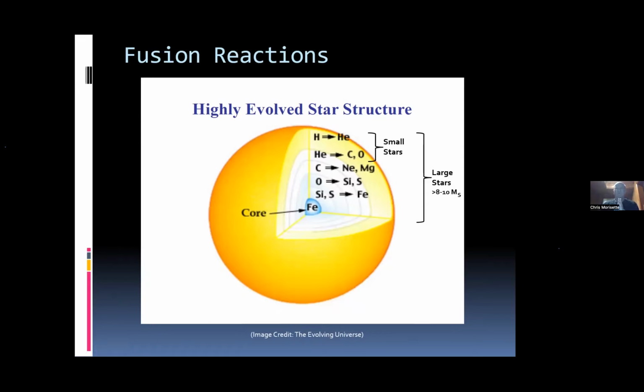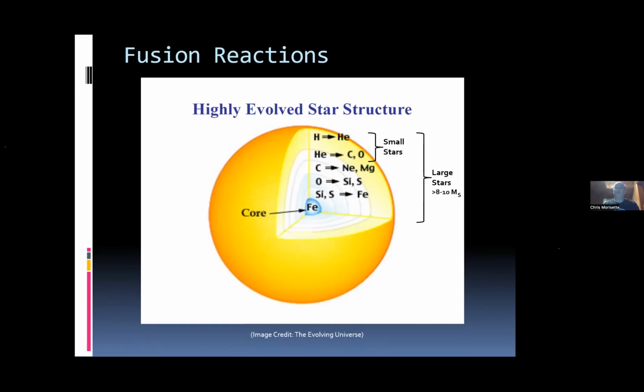So what I wanted to mention with this slide are a couple of things. One, these brackets that you see here, where I show it as small stars. What I'm trying to communicate here is that a star the size of our own sun will fuse hydrogen into helium, and then we'll go on to fuse helium into carbon and oxygen. But that's the end of the road for a small star like our own.